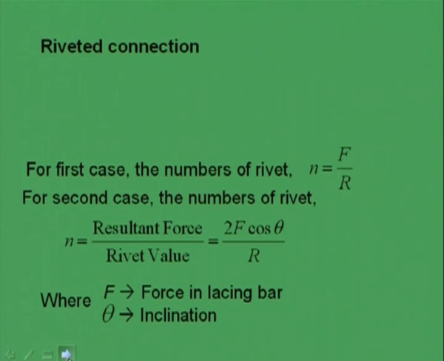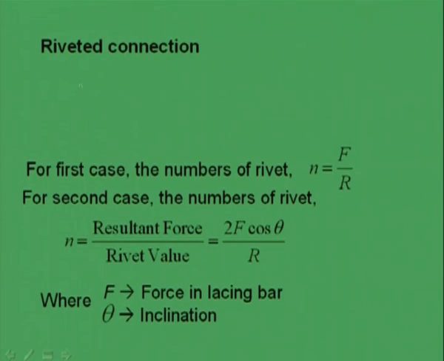Before designing the lacing system, we must know the provisions and guidelines given by the code, which have to be maintained. As per the guidelines, if we follow, we can easily design a lacing system. Now, riveted connections can be made of two types. I am just repeating this one.